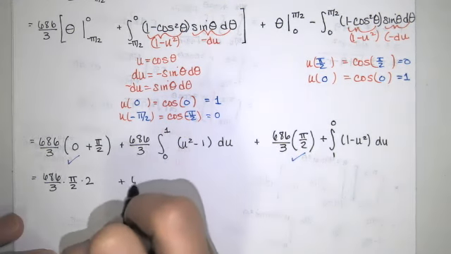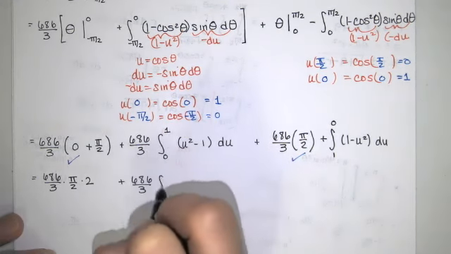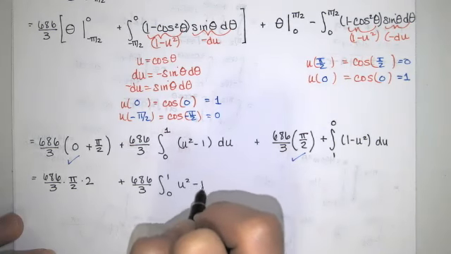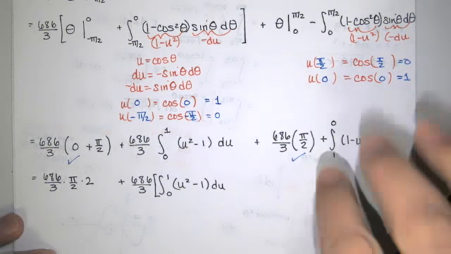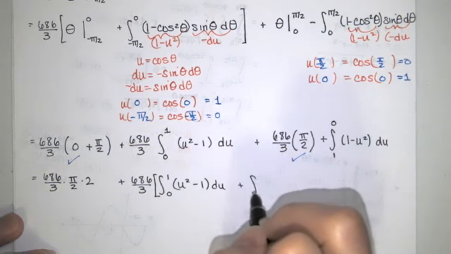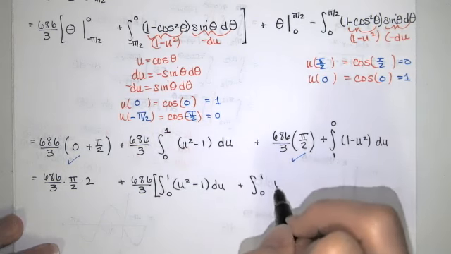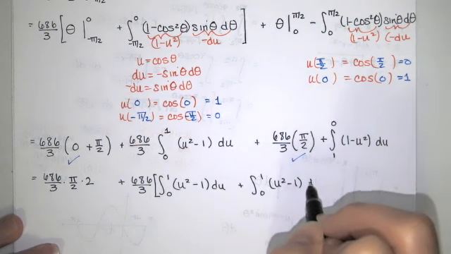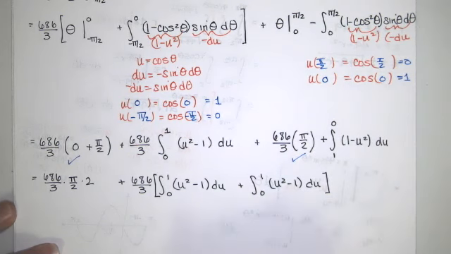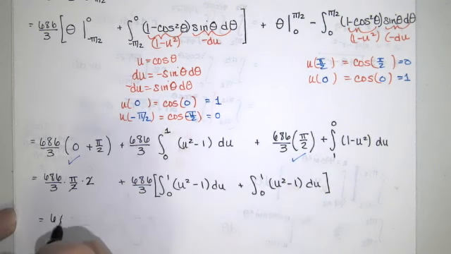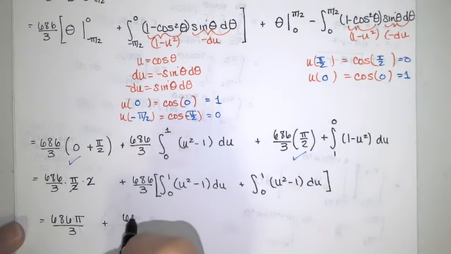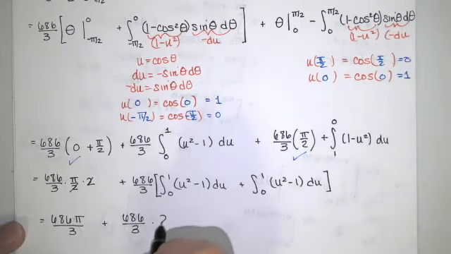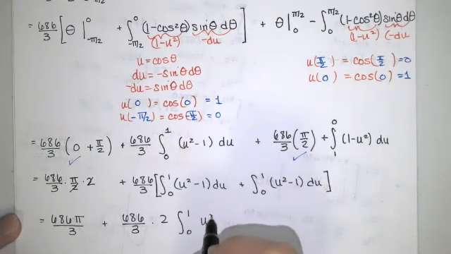And then I have 686/3 times this integral. And then I can flip these bounds if I multiply by -1. But multiplying this by -1 is just the same as changing that into a u squared minus 1 there. So I actually have 2 copies of the same integral. So we have 686 times pi/3 over here. And then we have 686/3 times 2 of these integrals.